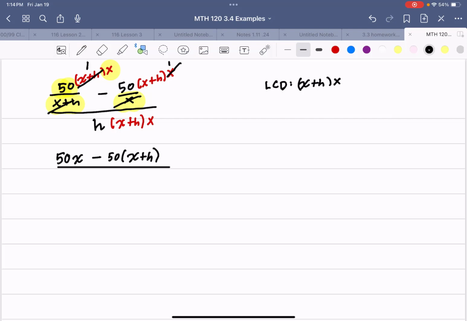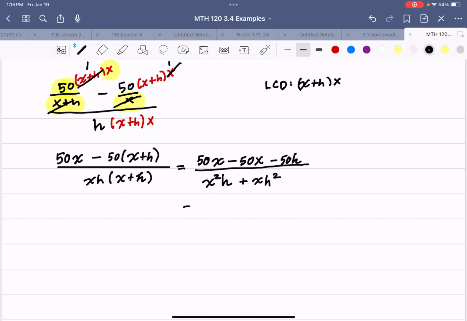And in the denominator, I'm going to rearrange a little bit so you can see I've got an x times an h and an x plus h, and you'll see when I multiply what I get there. So my numerator gives me a 50x minus a 50x minus a 50h divided by x squared h plus x h squared.